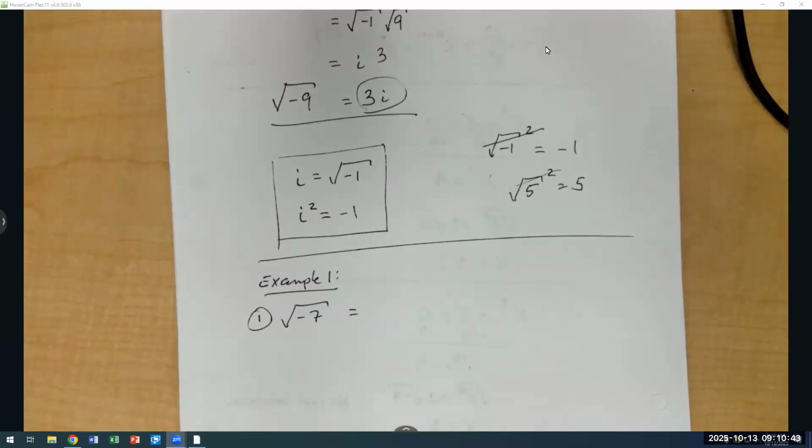Because there's a rule in mathematics. You cannot have an answer with a negative square root. So what's that one going to equal?